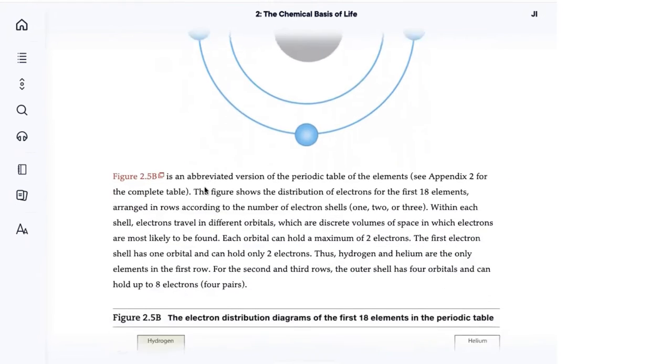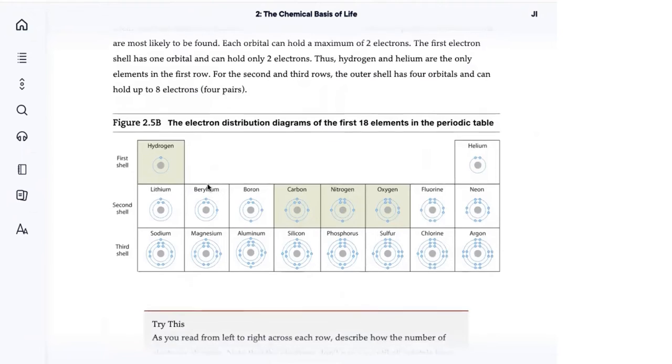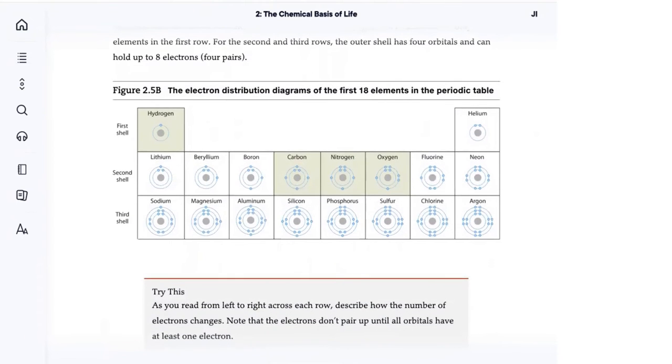Now, if we look further down, we have a nice little diagram that shows us the Bohr structures for pretty much all of the elements that we care about, plus a few that we don't care about so much, at least not in the context of biology, right?